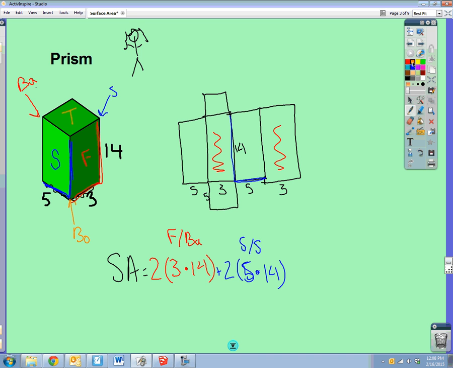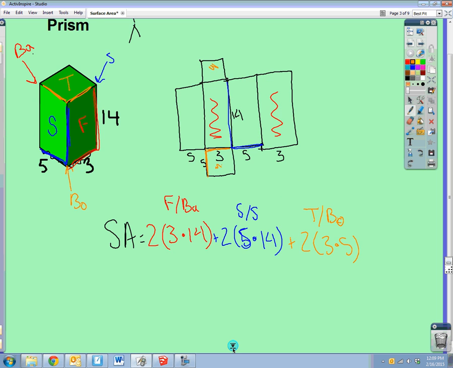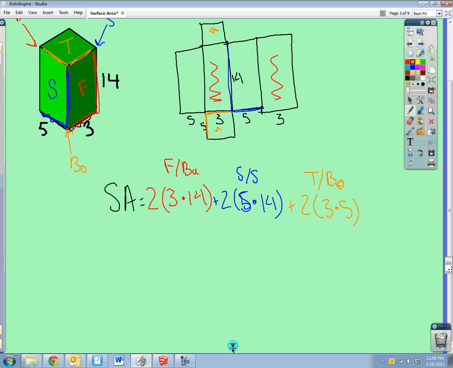And then we've got the top and the bottom. So the top and the bottom are the exact same. And so again, I can do plus top, bottom. We'd have 3 times 5, base times height. And the top and the bottom are the same, so I can double it. That's it.